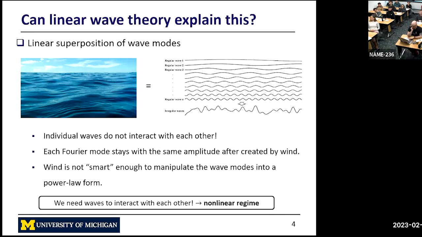So here linear waves do not interact with each other. And that basically means each Fourier mode stays with the same amplitude after being created by wind. So whatever wind creates, it will stay like this forever in the linear regime.